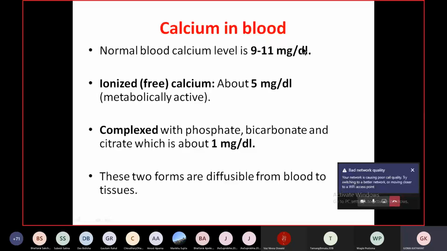The plasma free or ionized calcium is about 5 milligram per dl, and it is metabolically active. This free calcium is metabolically active and can be easily dissociated. And next is complexed calcium, complexed with phosphate, bicarbonate, and citrate.